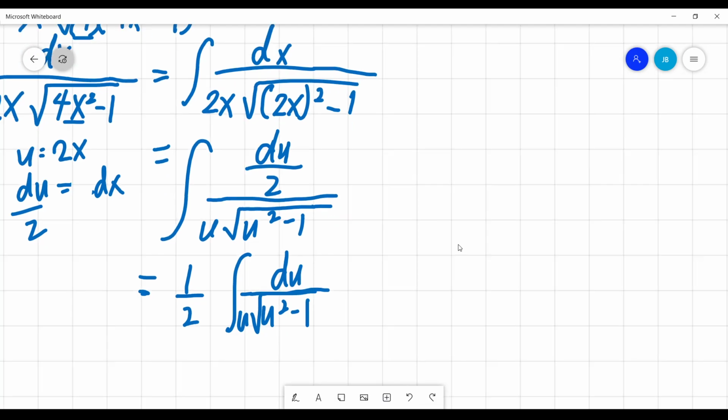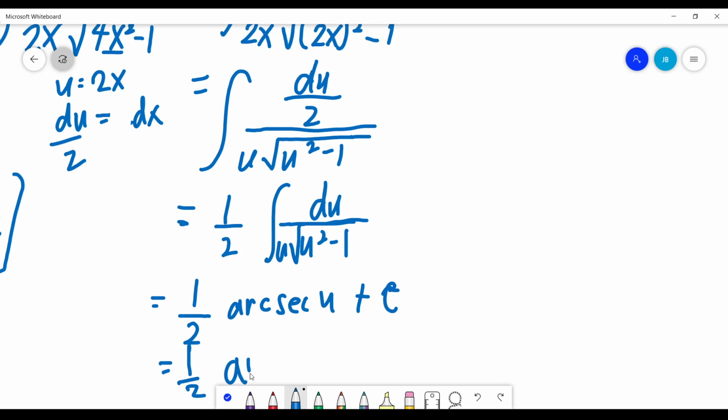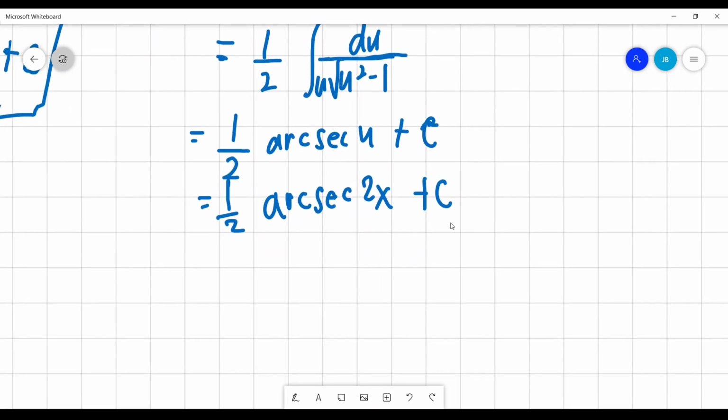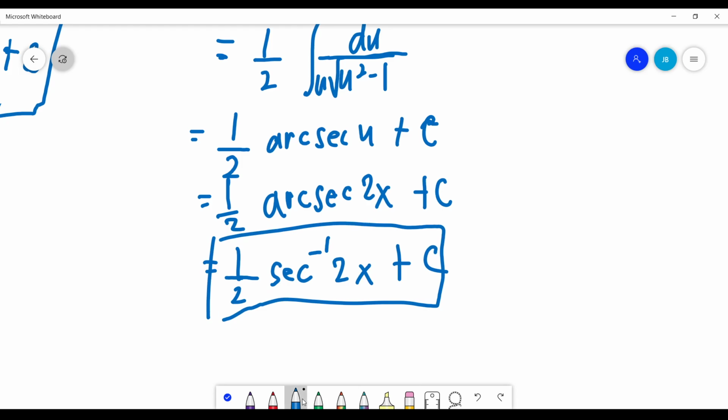So what will happen here is that it would now be equal to 1 half arc secant of u plus c. And what is your u? Arc secant 2x plus c. Okay, so actually guys, you might get confused in other references. Arc secant is just equivalent to this one. So yeah, that's it. And that is your final answer.